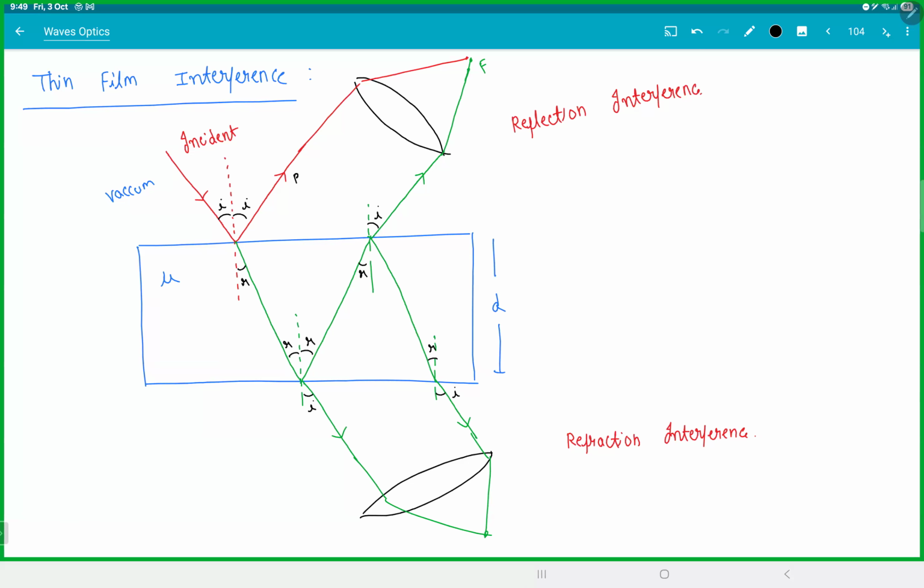And let's name them. This is your ray 1. This is your ray 2. This is your ray 3. And this is your ray 4. So we are interested in interference between ray 1 and 2 and ray 3 and 4. And if you look at the phase angles, because of reflection, ray 1 will have a phase shift of pi. This will have a phase shift of 0. This thing I taught you before. This is 0. This is 0. So except that red one, everyone else will have a phase shift of 0. Clear?